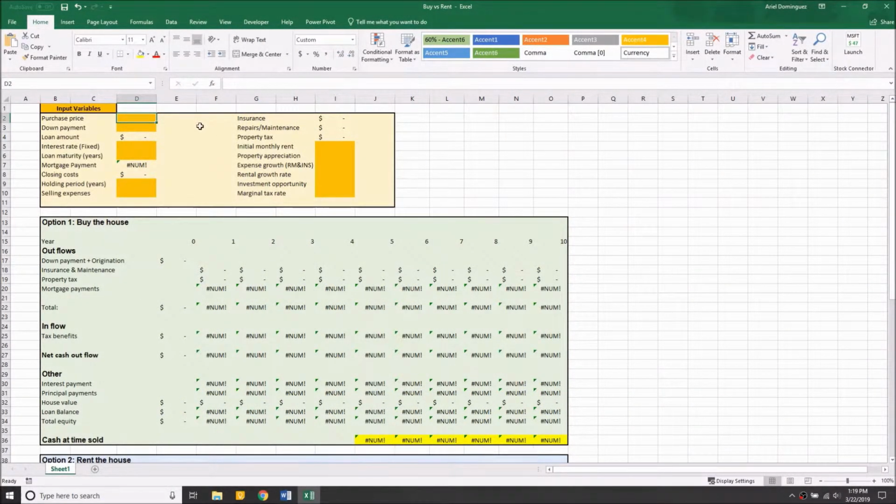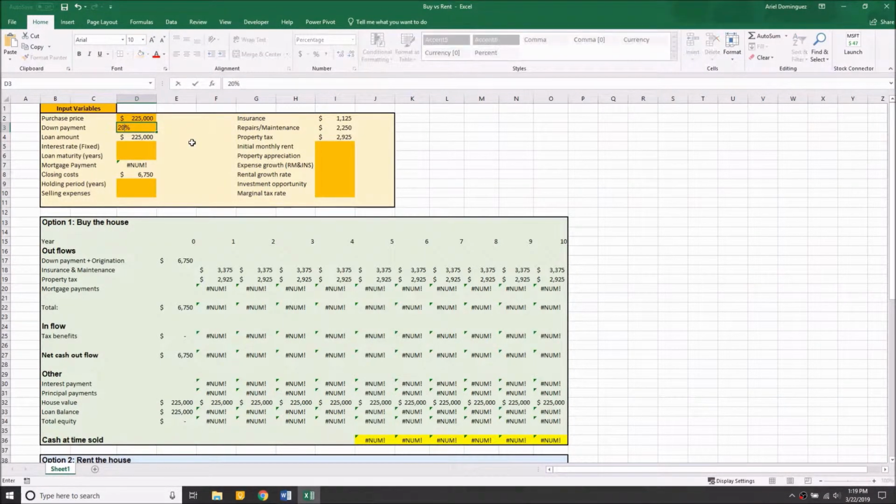I have the template already made, as you can see. And we're going to go ahead and start by inputting the variables that we have. Let's assume that we're going to go ahead and buy a property for $225,000, and we're going to put 20% down payment. Now, if you put less than 20%, you would need to carry mortgage insurance, and that's just going to affect the model slightly. It's going to hurt the buy decision. But for simplicity, we're just going to use a 20% down payment, so we won't have to worry about that.